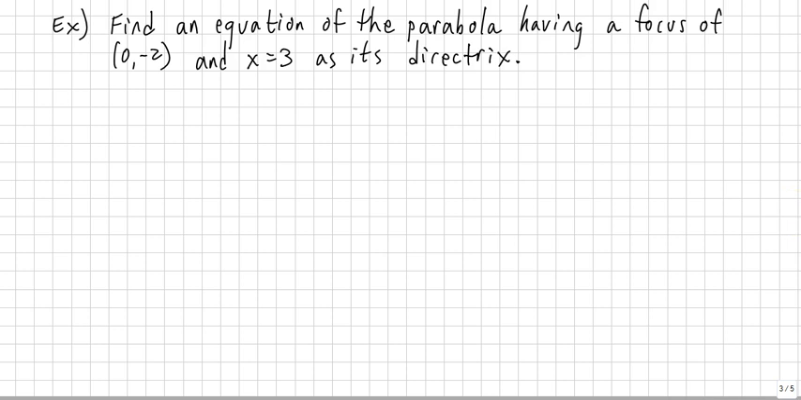All right, let's look at another one. Let's find the equation of the parabola that has a focus of 0, -2, and x equals 3 as its directrix. So again, I'm gonna graph this to help. Looking at the graph makes this a lot easier. So 0, -2, and x equals 3 as its directrix. So here's the y-axis, x-axis, and let's see, x equals 3 is the directrix. That's a vertical line through 3.